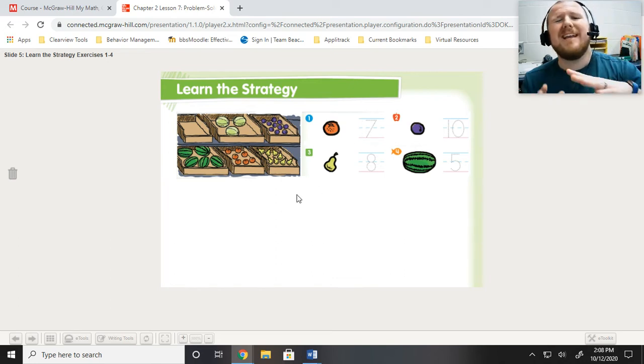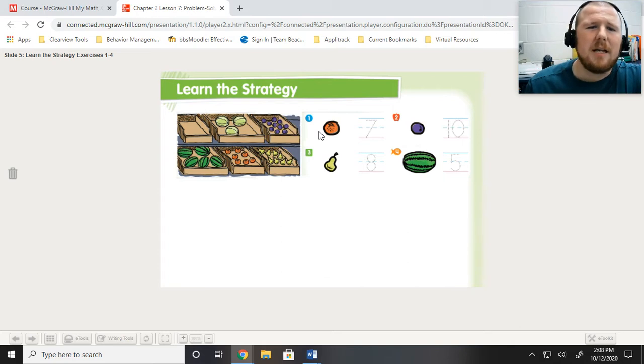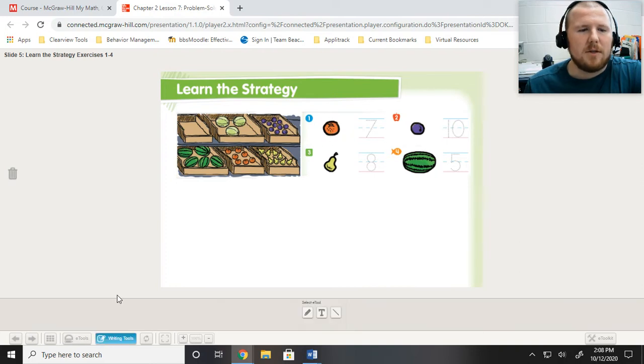So we need to look at each of these objects and then count how many are in each bin. So pretend we're at the market, or we're at Giant Eagle or Aldi, and you need a certain amount for the people who are in your house. So we need 7 oranges. Let's take a look and make sure they have enough. Oh, I need to pull my pencil out.